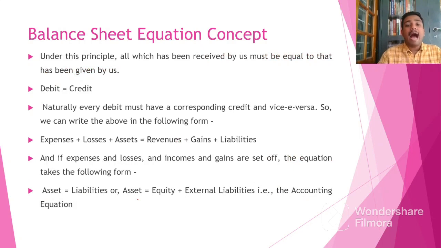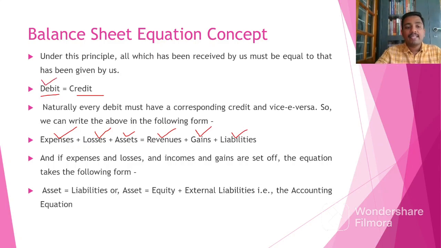The next one is the balance sheet equation concept. So we know what the balance sheet equation is. That is, assets are equal to liabilities plus capital. So this balance sheet equation actually comes from the duality principle. The duality principle says that every transaction has two aspects, and these two aspects are known as the debit aspect and the credit aspect. So we know, as per the rule, which items are debited. We are debiting all expenses or losses, and we are crediting all incomes and gains, and also all the assets have debit balance and the liabilities have credit balance.